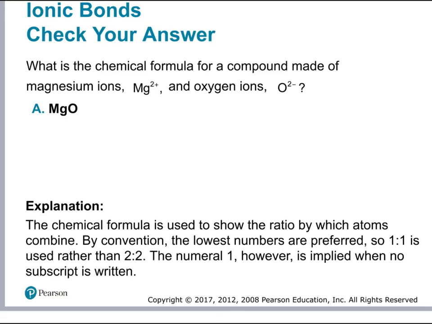By the way, it says here, the numeral 1, however, is implied when no subscript is written. That just means this is really Mg1 and O1, but we don't write the 1 because it's obvious that there's only one of them. But if it were MgO2, that would have to have the 2. You wouldn't write Mg1O2, you'd just say MgO2. But of course, that's not what actually happens. What actually happens is MgO.